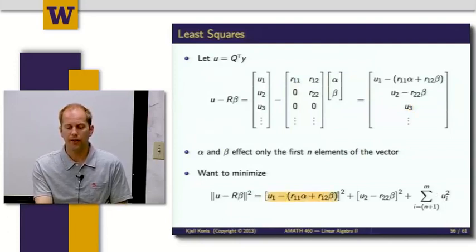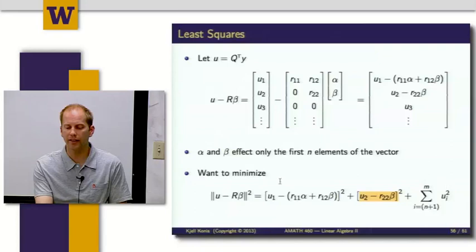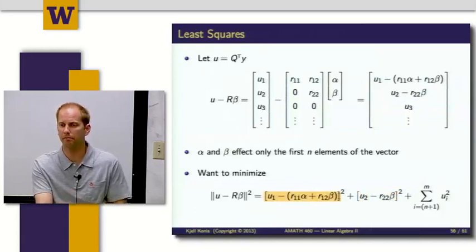So I have one term that depends on both alpha and beta, and one term that depends only on beta. And they're squared, so they have to be positive or 0. So the smallest I can make this is if this term is 0 and this term is 0. So I'm going to do essentially just back substitution.